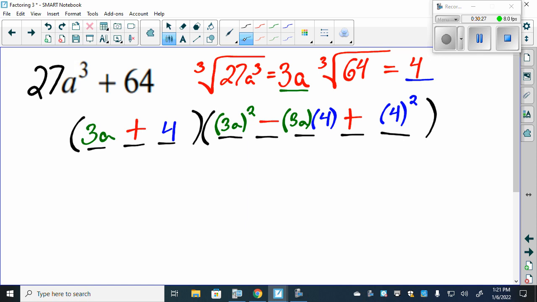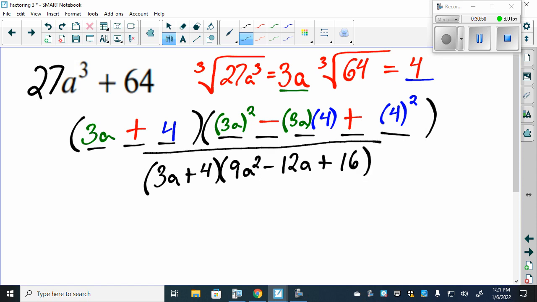And lastly, we can simplify this down, which would tell us that we have 3a plus 4. 3a squared, well, 3 squared is 9, and then we would have a squared. 3a times 4, well, 3 times 4 is 12, we have a, plus 4 squared is 16. And we get this here. Any questions on any of this here so far? Not too bad.